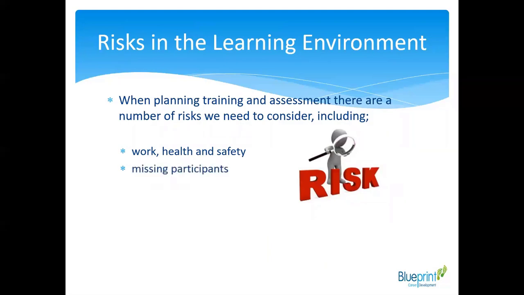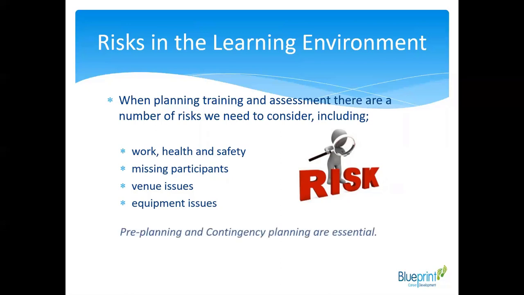You may have venue issues. What do you do if the venue is unavailable, it's not appropriate, or maybe you have access issues for students with a disability? Equipment issues. What's your plan B if equipment is faulty or not available? For example, the projection equipment you plan to use is not working, or the piece of machinery you were planning to use is not available. So pre-planning and contingency planning are essential to ensure that training is delivered smoothly, efficiently and safely.